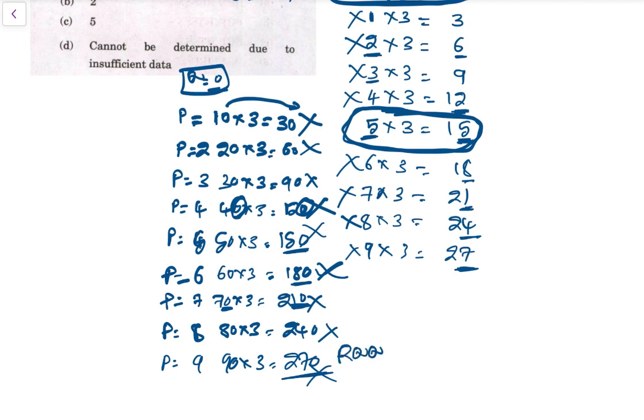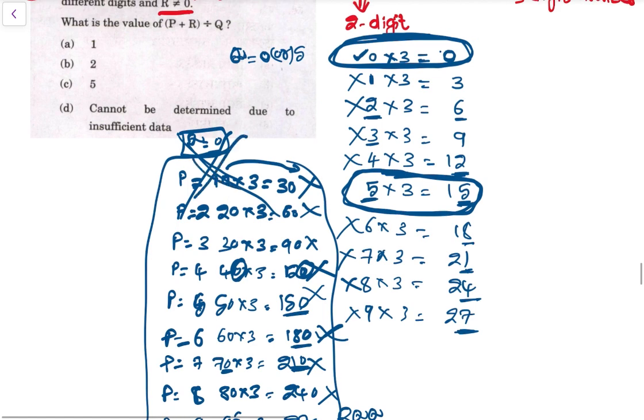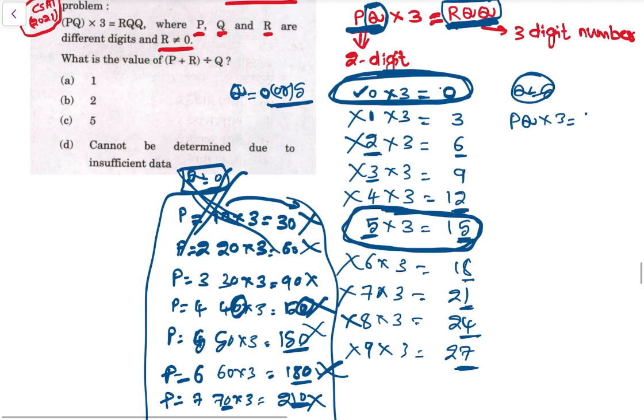The number we have to get, if we are taking q is 0, has to be 0 0 or 1 2 3 4 5, anything could be possible, so it is not. So q is not 0. For q as 0, no condition is possible. So q is not 0. Then we need to check for q equal to 5. So q is equal to 5, then pq into 3 has to be in the form of rqqq.